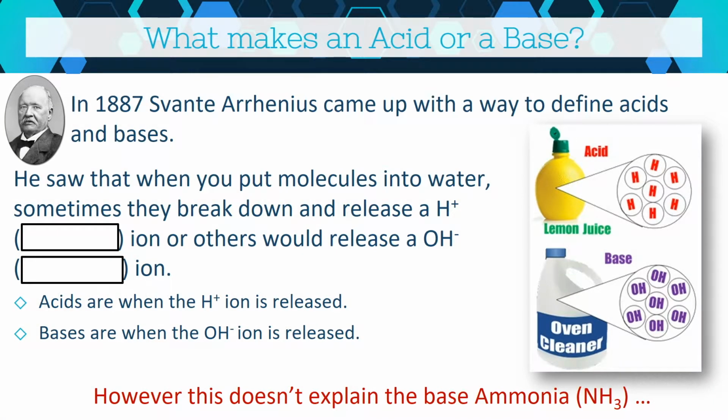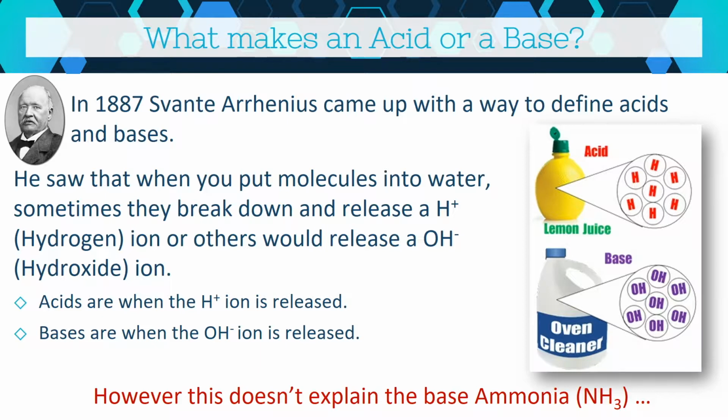In 1887, Svante Arrhenius was the first person to really come up with a way of defining what we mean by acids and what we mean by bases. He saw that when you put an acid or a base into water, they would sometimes break down and release different things. Acids would break down and release an H plus ion, just called a hydrogen ion, and others would release an OH ion, which we call a hydroxide ion, and those were the bases. So acids were molecules that release the H plus ion in water, and bases were ones that would release the OH ion.